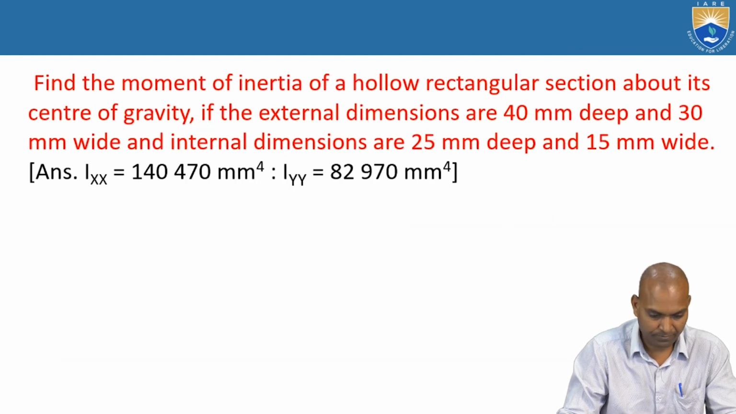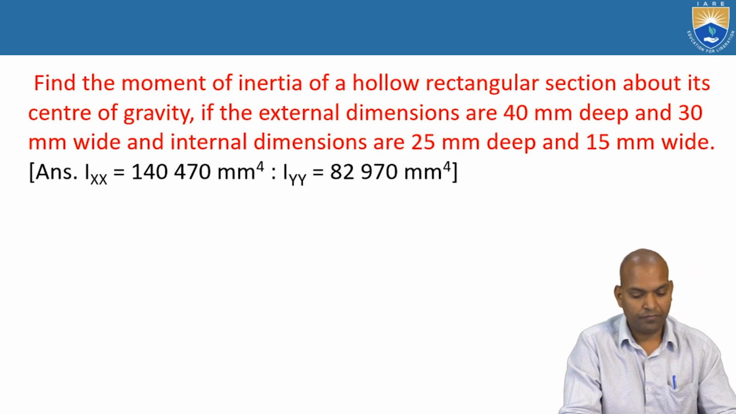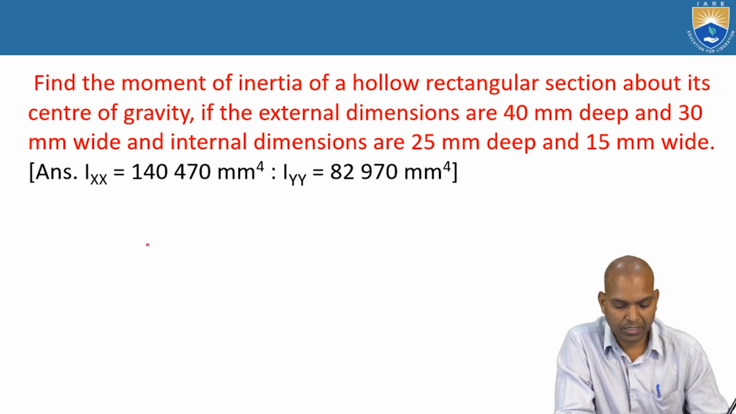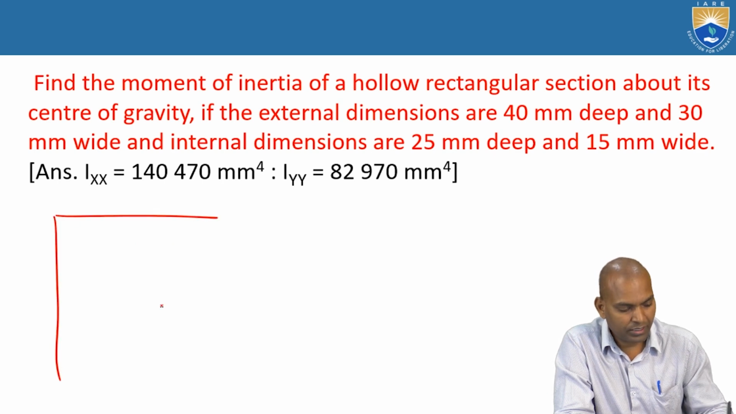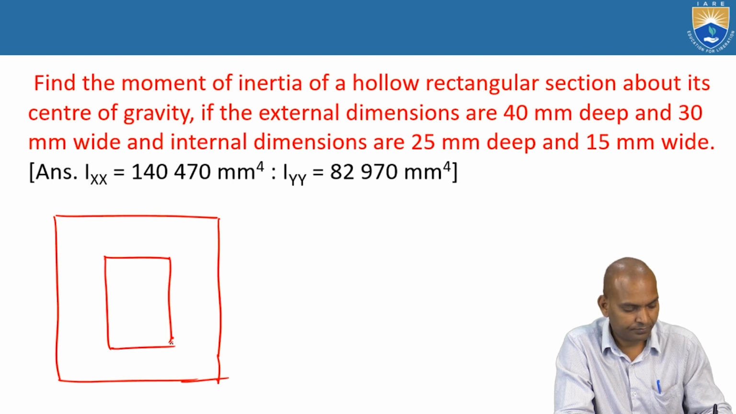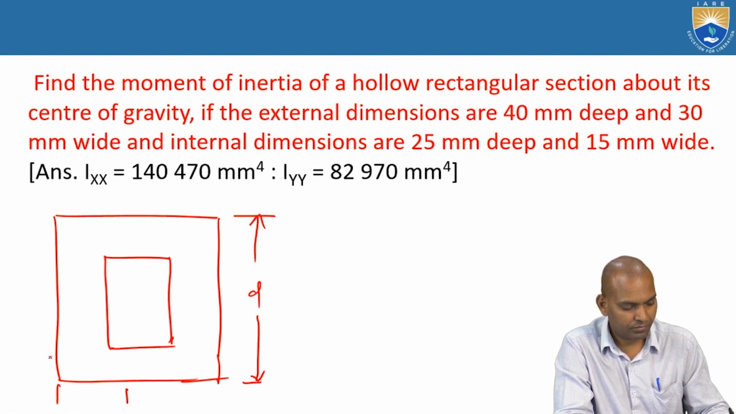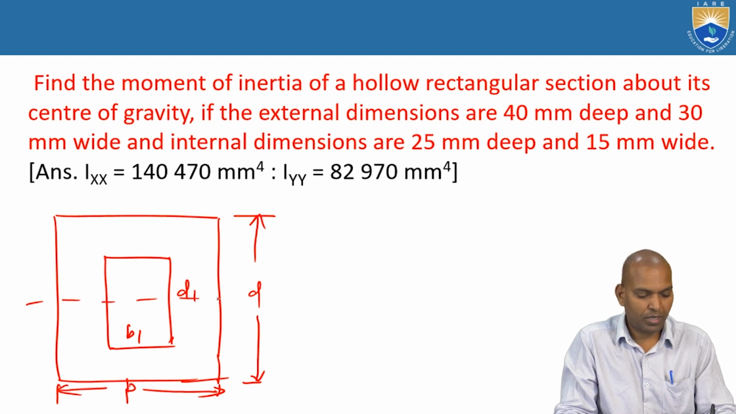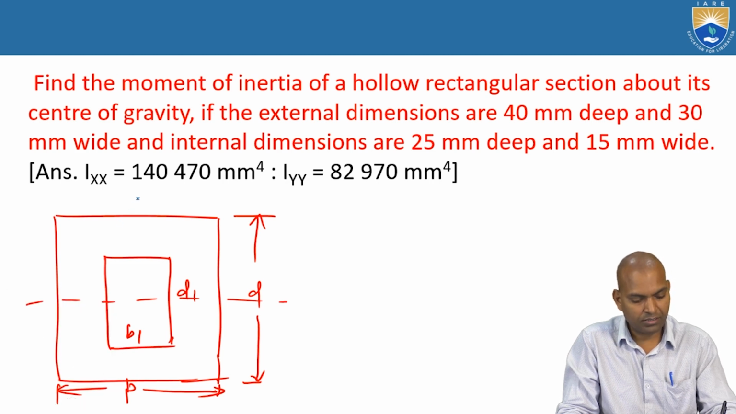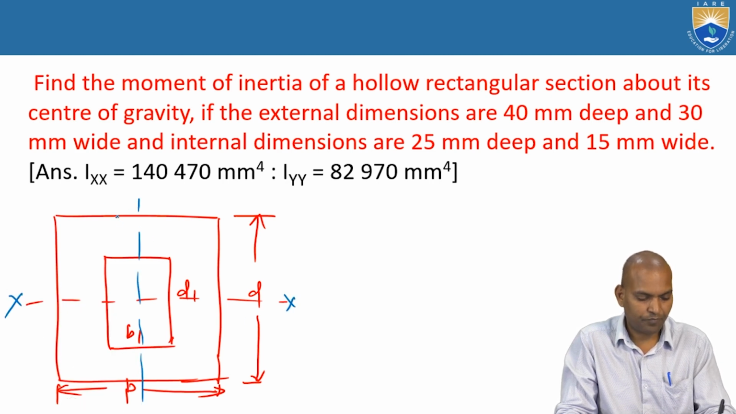Now coming to the next problem. Find the moment of inertia of a hollow rectangular section. These are the exercise problems. For this hollow rectangular section, the external dimensions are D and B, and the internal dimensions are D1 and B1. The axes XX and YY pass through the center of gravity.